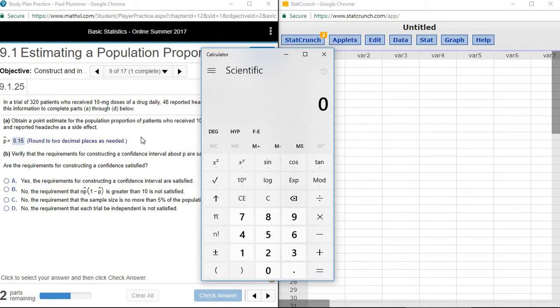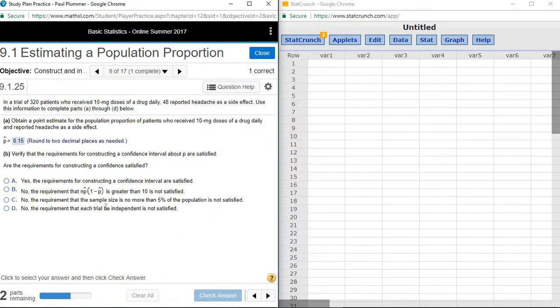my n is 320, my p hat is 0.15, and if I take 1 minus 0.15, I'm going to get 0.85. That is equal to 40.8, which is greater than 10. The other condition that we should check is that the sample is less than 5% of the population. 320 is definitely less than any reasonable population we're going to be looking at, so that's not a problem. So yes, the conditions are met to satisfy building the confidence interval.